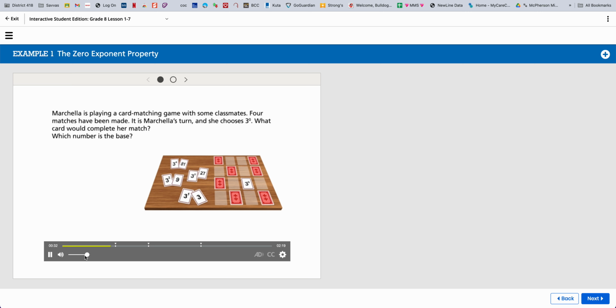In 3 to the power of 0, which is the base? Select your answer. Good. 3 is the base, and 0 is the exponent, right? Okay, 3 is the base.